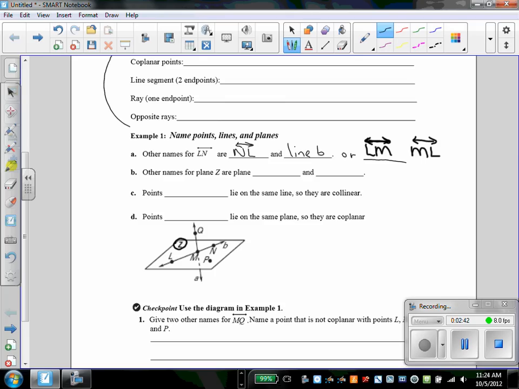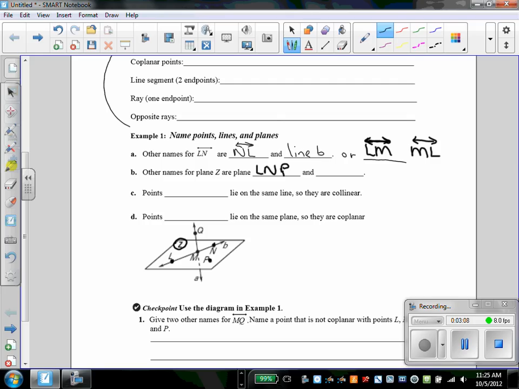And if you notice that while L is on that line that we just talked about, it is also on plane Z. P is on plane Z, and so is N. So we can say that other names for plane Z are plane LNP. Notice we're using capital letters. That does make a difference. Lowercase letters refer to something different.